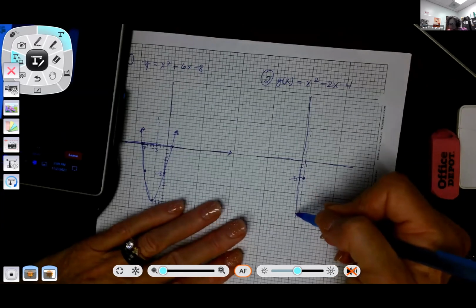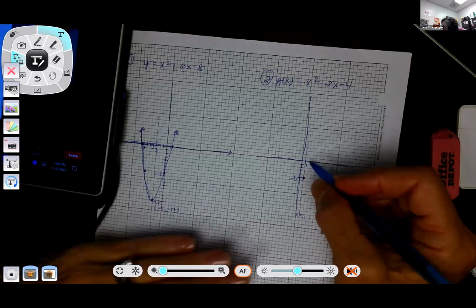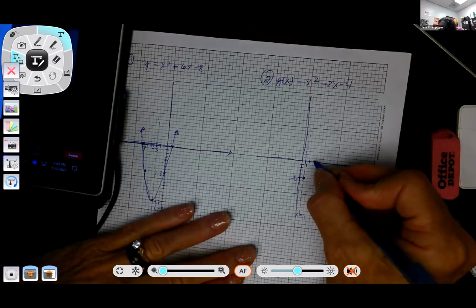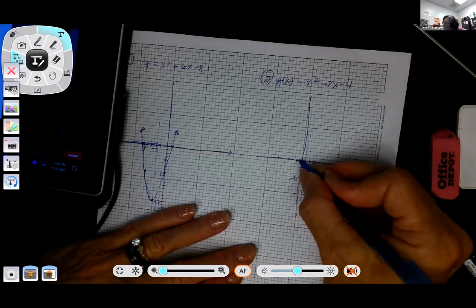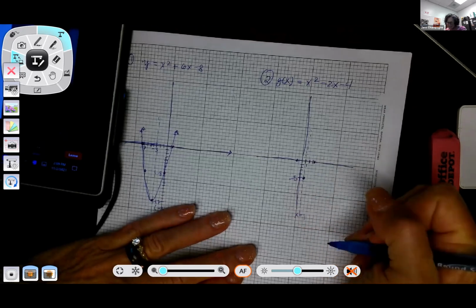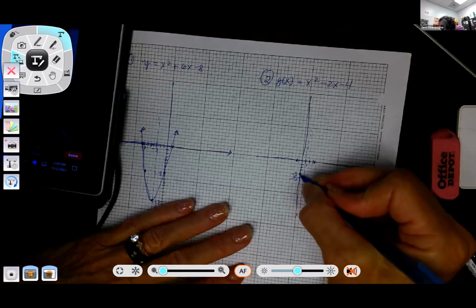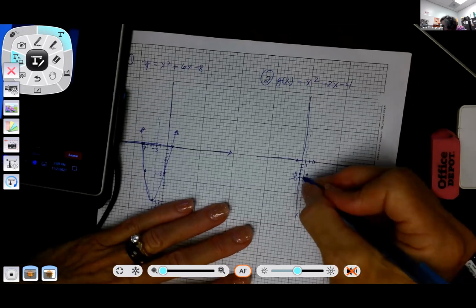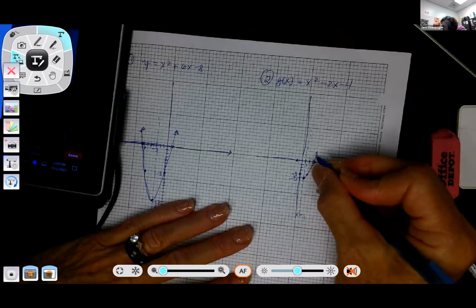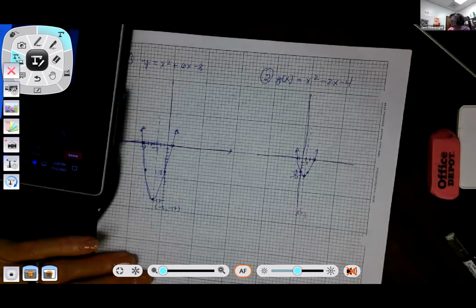And then the x-intercepts are 1 plus and minus √5, which is approximately 3.2, right about there, and -1.2, right about there. Symmetric around that axis. The y-intercept was 0, -4. So again, we've got another point symmetric across from that, and then we can draw it in.